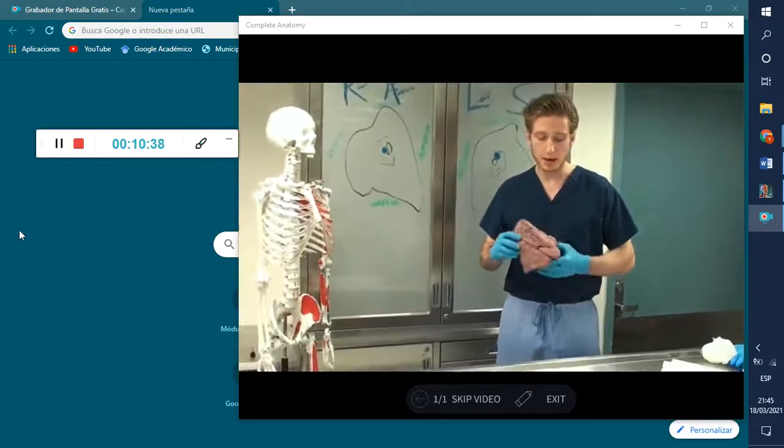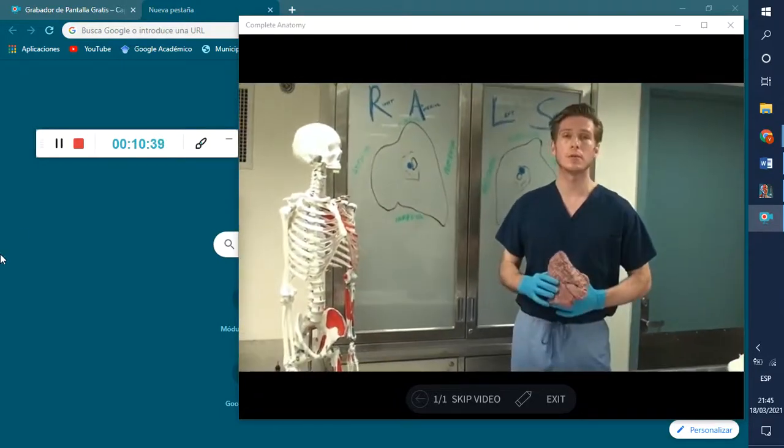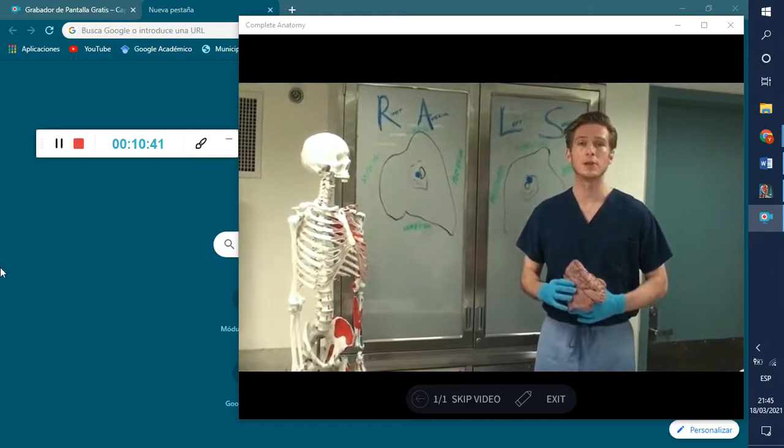That completes our clinical correlate discussion for the lung. Let's now take a look at the heart.